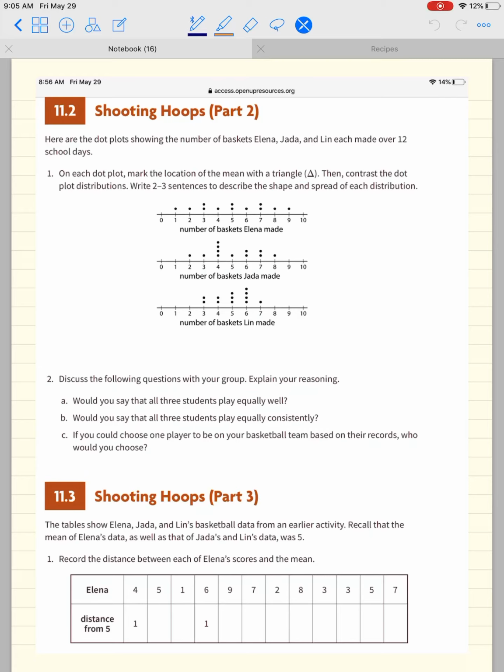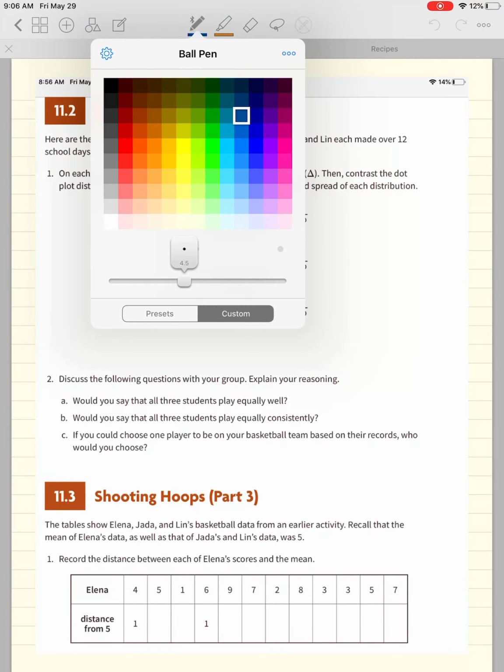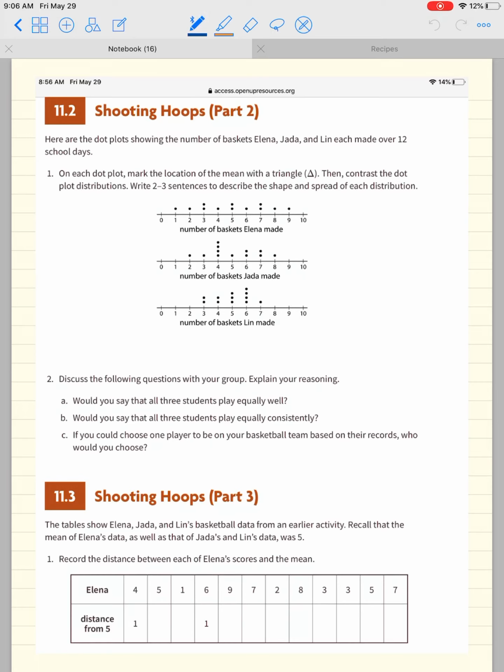The first thing you need to do is mark the mean with a triangle. Okay. So that's pretty easy because we know our mean is the same for each. So we're going to take a triangle and put it right at 5. Okay, here's our triangle. Then contrast the dot plot distributions. Okay, so we're going to see what's different about them. That's what contrast means, compare and contrast. So let's go ahead and look at them.